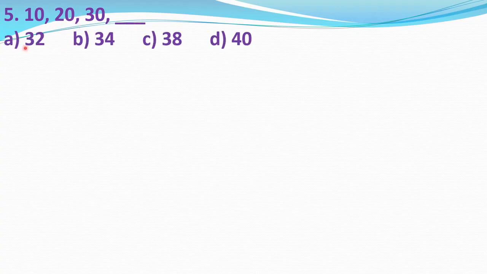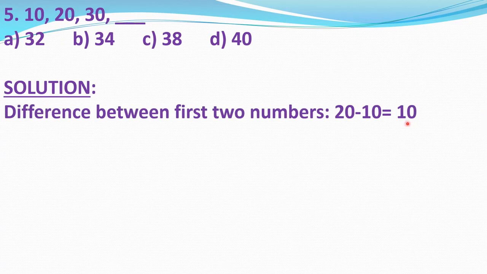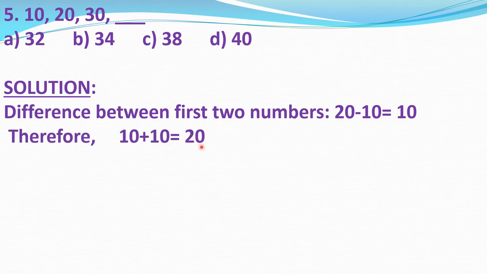Okay, now in question number 5, it is given 10, 20, 30 and then dash. So here you can see the numbers are in increasing order, and our options are A 32, B 34, C 38 and D 40. So first of all we will find the difference between the first two numbers. So 20 minus 10 is equal to 10. So when we add 10 plus 10, we get 20. And 20 plus 10 is equal to 30.